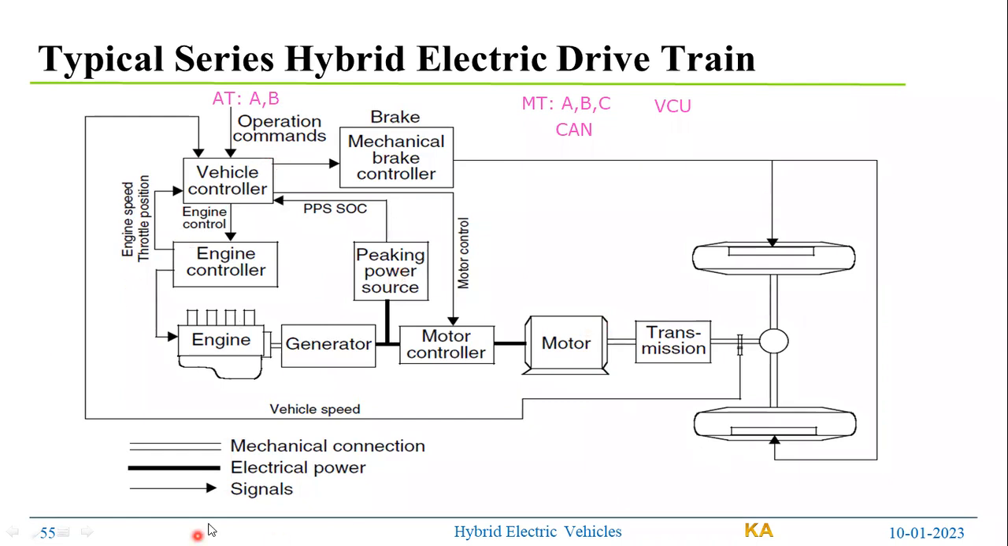And here if you observe, all the signals are at 3.3 volts, 1.25 volts or 5 volts, depending on the microcontroller which we select. The dark line is majorly the high power electricity flow, and the double line is the mechanical interaction. So this is how a series hybrid electric vehicle performs its control and operations.